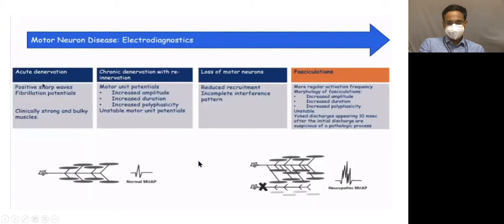So I'm not going to spend too much time on this, but it's important just to understand that there is a progressive loss of motor units in this disorder. And because of this, as long as the reinnervation is able to keep pace with the denervation, weakness does not worsen. But once it is not able to keep pace with the denervation, weakness starts developing.